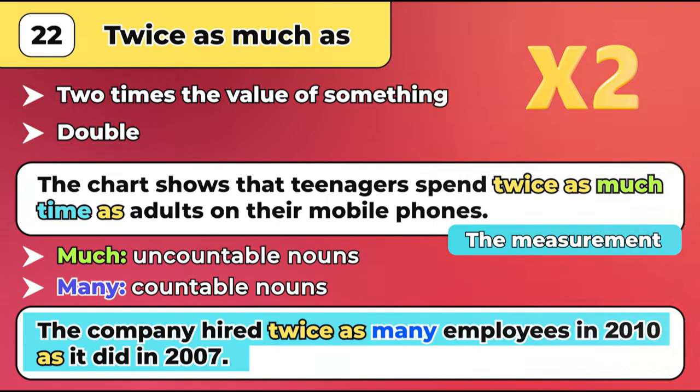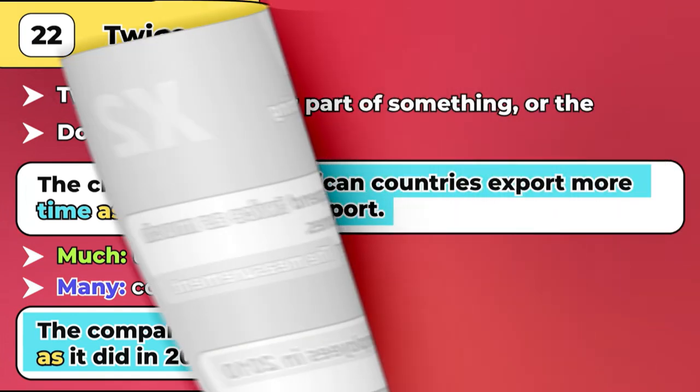Much is only used with uncountable nouns. If the value you want to write about is countable, you can use many. For example, the company hired twice as many employees in 2010 as it did in 2007.